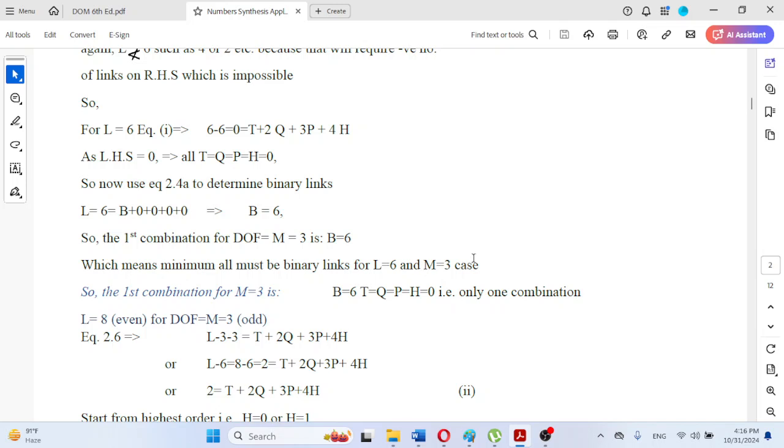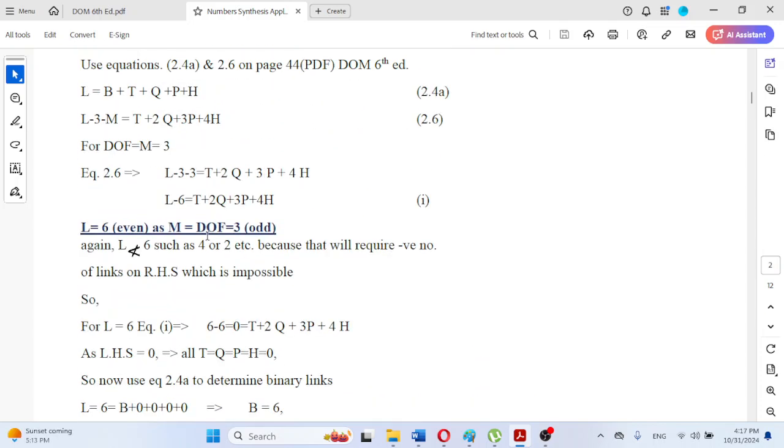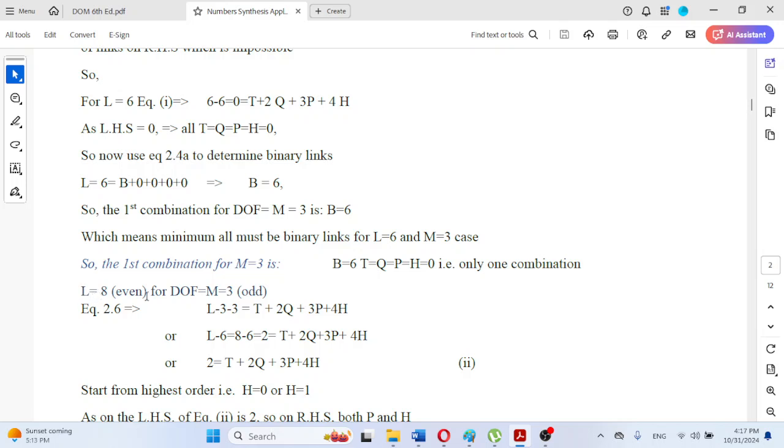So if the DOF of the mechanism is 3, the minimum number of links must be 6 and all must be binary links, meaning all having 2 nodes. The first combination for M equal to 3 is B equal to 6, and all ternary, quaternary, pentagonal and hexagonal links must be 0. So there is only one combination. For the next try, from equation 1 we can observe that L must be greater than 6. So the next value can be 8. L is equal to 8, even, for odd M, DOF equal to 3.